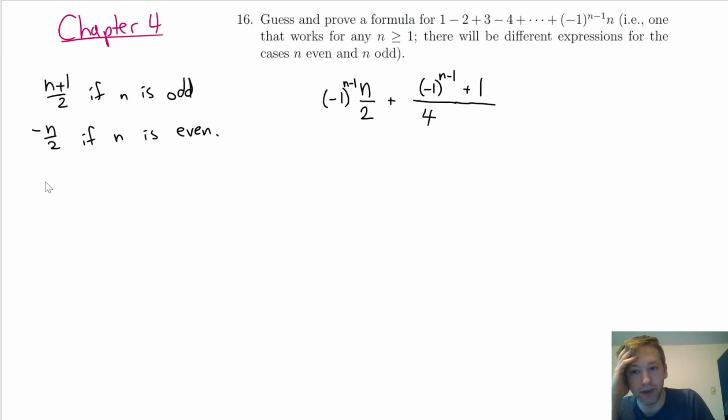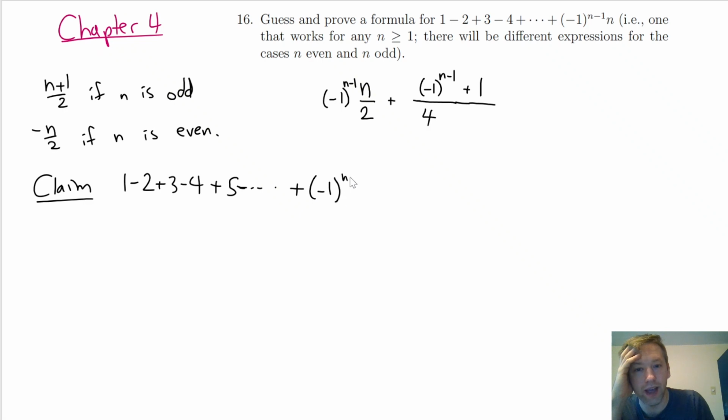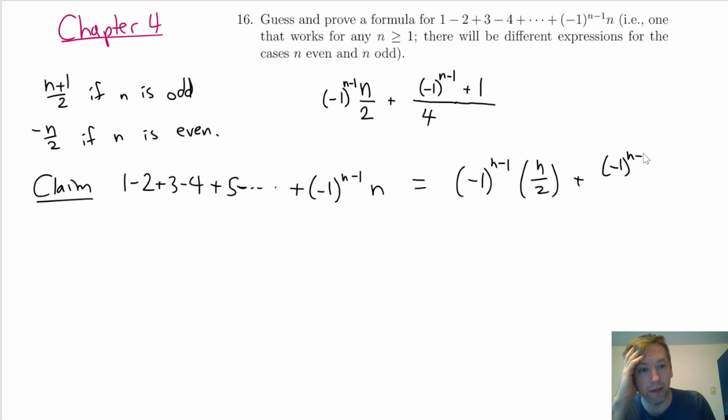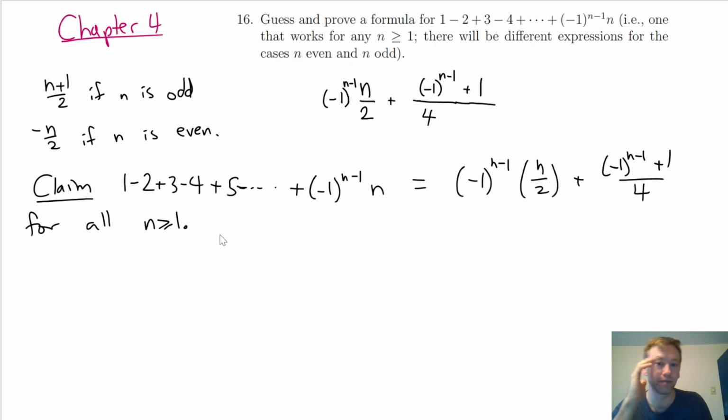Anyway, what I want to prove now is that 1 minus 2 plus 3 minus 4 plus 5 dot dot dot plus negative 1 to the n minus 1 times n is equal to negative 1 to the n minus 1 times n over 2 plus negative 1 to the n minus 1 plus 1 over 4 for all n at least 1. Okay, and our proof is going to go by induction.